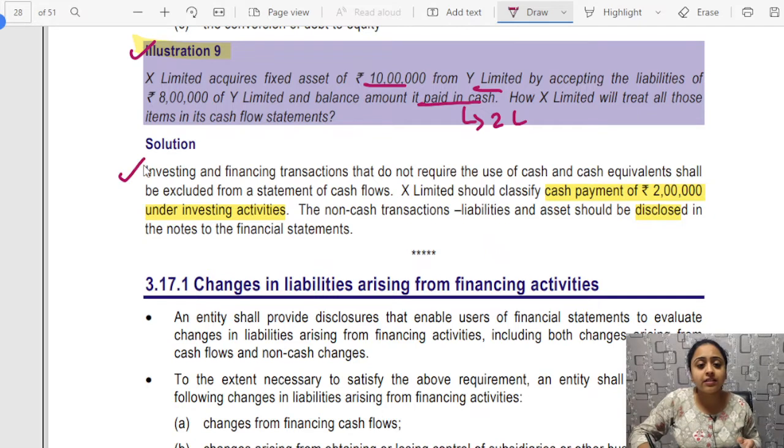Read this. Because the asset has come in and the liability has come in, but there has not been any change in the cash flow except rupees 2 lakh outflow. Read this answer, read this solution. Let me know in case of doubt.